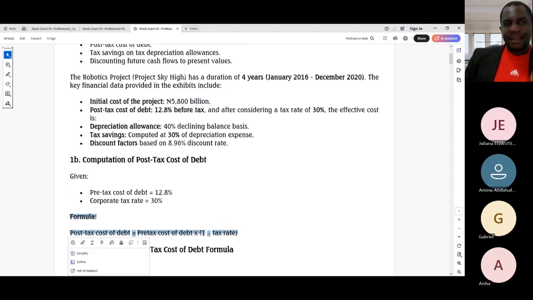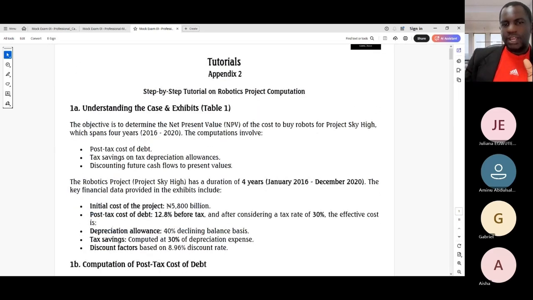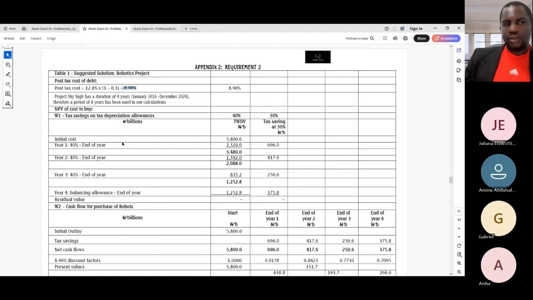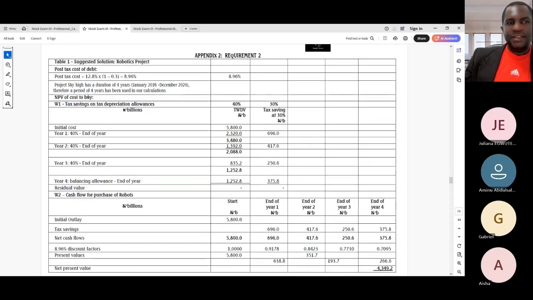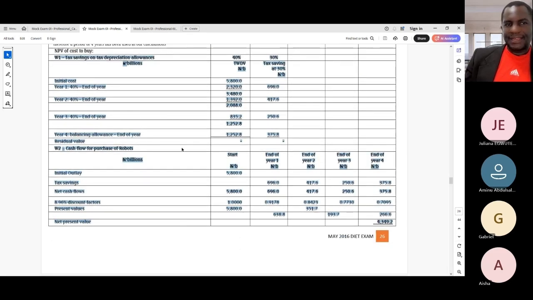So I explained it in detail. I broke it down for you. So the step-by-step tutorial of how he came about with this table. So take your time and calculate. So from the case, you see that the project Sky High has a duration of 4 years. January 2016 to December is stated in the case. So now the NPV of the cost to buy, first we will calculate the tax savings on depreciation allowances. Now, you know, it's at 40% and the tax saving is at 30%. So this is tax tested. For your taxation, you need to go back to your taxation. So if you are still writing tax, good for you. It will just be like a revision.